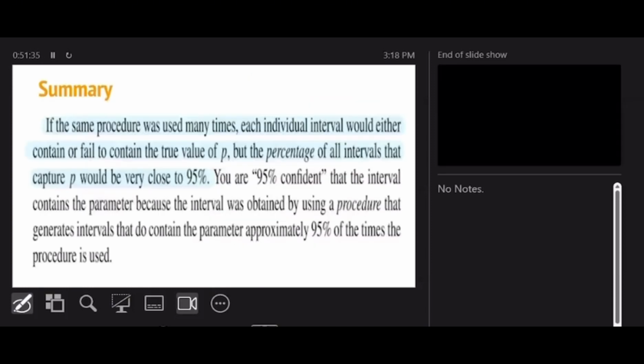Lastly, this is the interpretation of what I just showed. If the same procedure was used many times, meaning I go into the population and compute 100 intervals, if I'm using 95% confidence, the true value will only lie in 95 of the intervals. If I'm using 90, it's only going to lie in 90. Each individual interval will either contain or fail to contain the true value of P, but the percentage of all intervals that capture P will be very close to 95%. That is in the long run. That's what we mean.